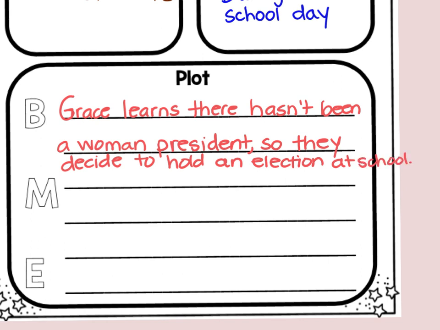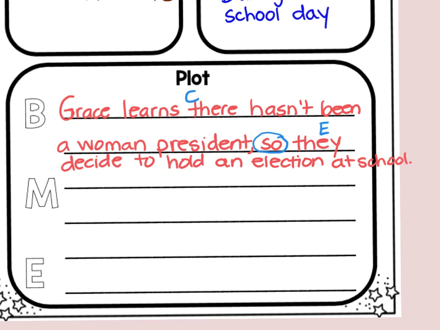So Grace learns there hasn't been a woman president, so they decide to hold an election at school. Ooh, as I was reading that, I also noticed cause and effect. Do you guys see it? We have this clue word so that tells us that there's a cause and effect. Cause, Grace learns there hasn't been a woman president. Effect, they decide to hold an election at school.